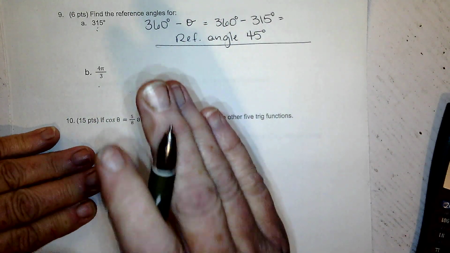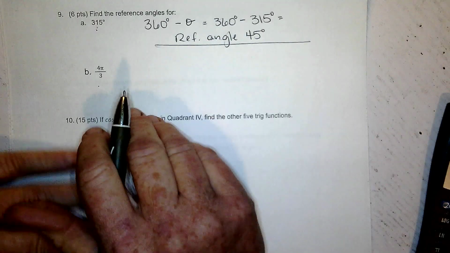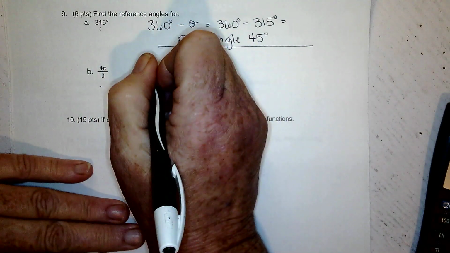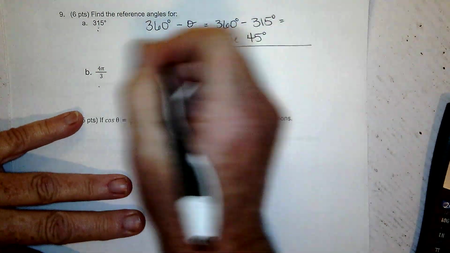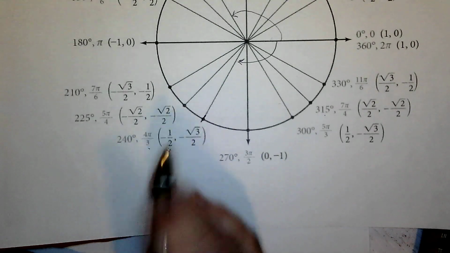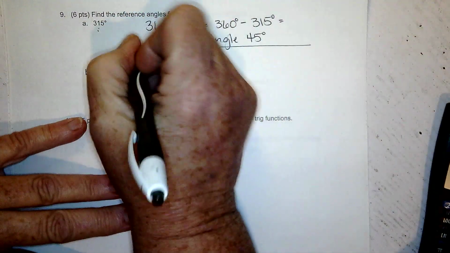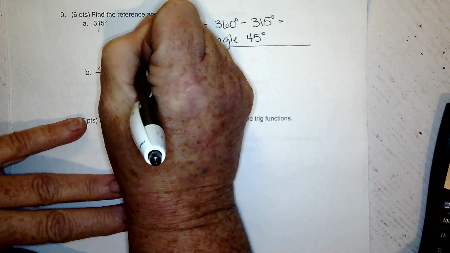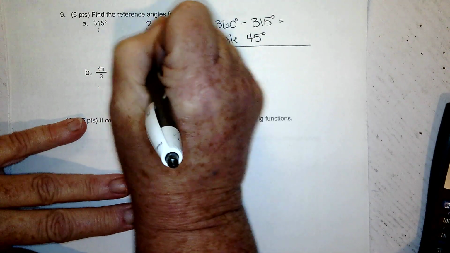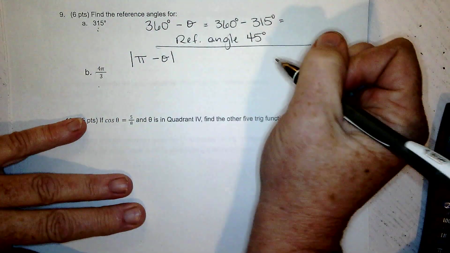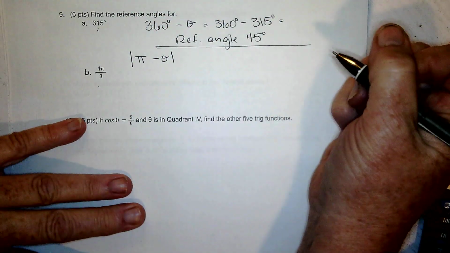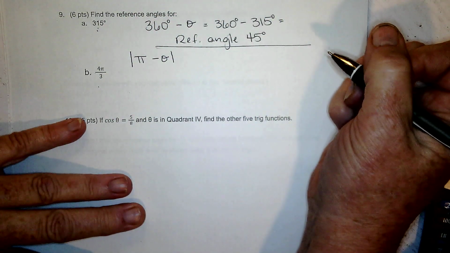For the next one, I didn't care that you went to degrees, and then the problem is you didn't go back to radians for your answer. So I'm just going to do it in radians. 4 pi over 3 is in quadrant 3. To find your reference angle for quadrant 3, it's the absolute value of pi minus your angle. If it's in degrees, it would be the absolute value of 180 degrees minus the angle.